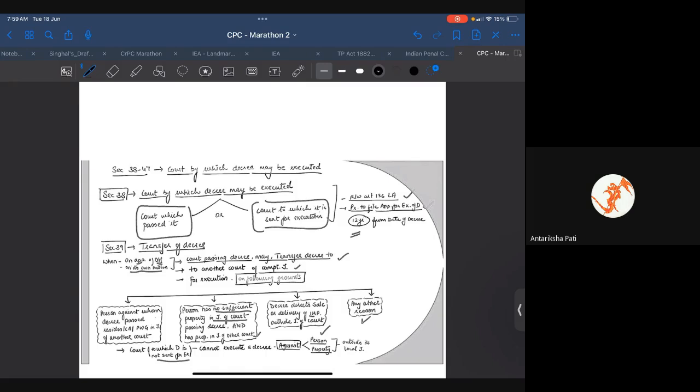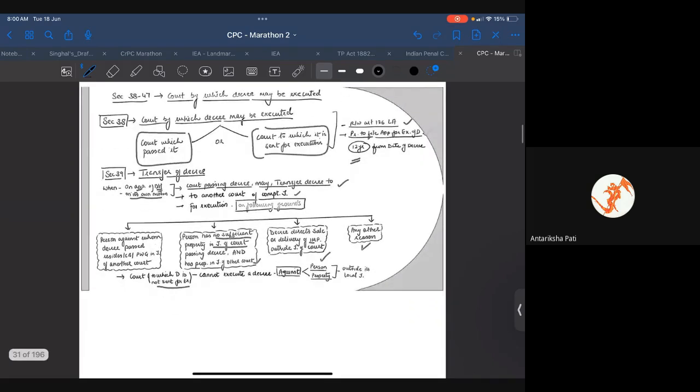Now, the person has no sufficient property in the jurisdiction of the court passing the decree and has property in the jurisdiction of another court. So the property against which the execution could actually be made is not here, it is in another court. So it is better served there. Now, the decree directs sale or delivery of movable property outside the jurisdiction of the court, or any other reason, then in this case it may be transferred. So a court to which the decree is not sent for execution cannot execute a decree against a person or property outside its local jurisdiction. So it has to be sent, and then only it can be executed.